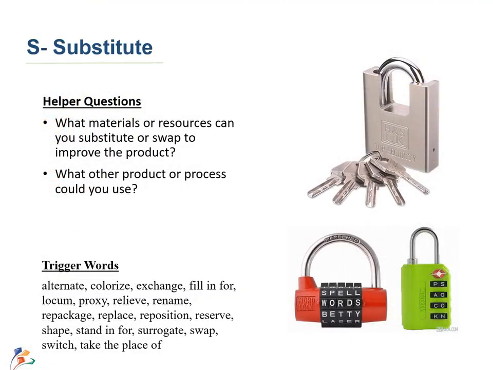Let's take the first letter of Scamper, which is S and stands for substitute. If you take any product, see what can be substituted in terms of material, elements, resources, and so forth, to improve the product. Let's take the example of a padlock. What can be substituted to improve it? Padlocks have keys which can easily get misplaced and lost. If the keys are substituted with a code system just like in the example shown, this will surely solve this issue.